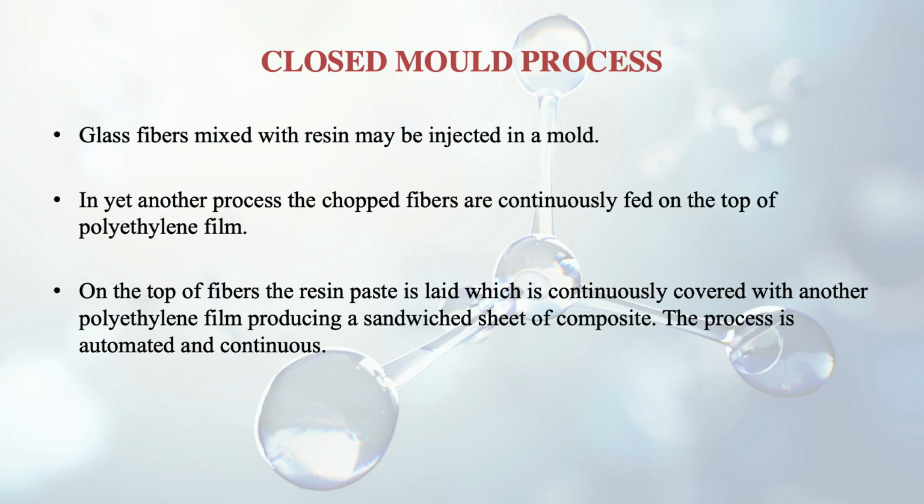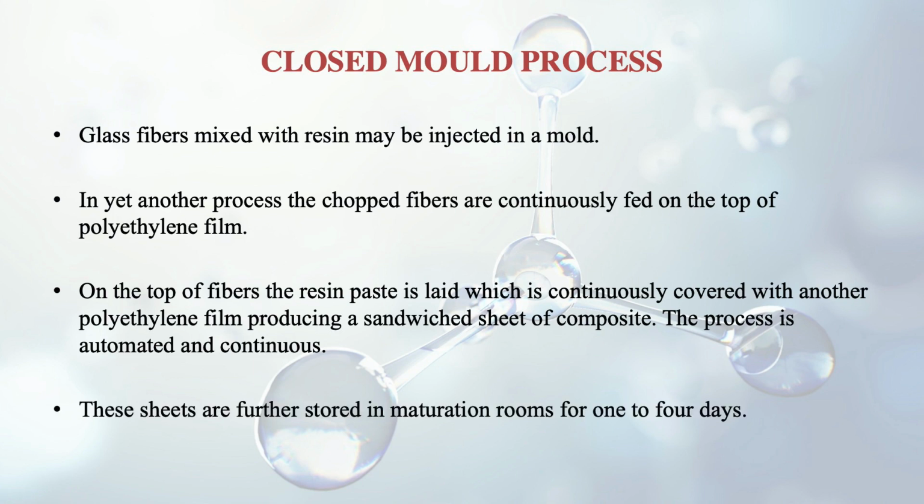So suppose there is the fiber, this my hand is showing, the lower hand is showing the fiber, then on the top this polyethylene film is coming, then again I am placing another layer. So this thing will be a sandwich type of thing, and a composite sheet is being made. So this process is automated and continuous. These sheets are further stored in maturation rooms for 1 to 4 days. So this takes some time to be finally ready.